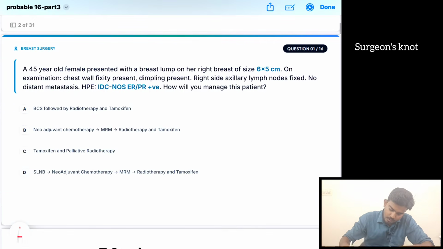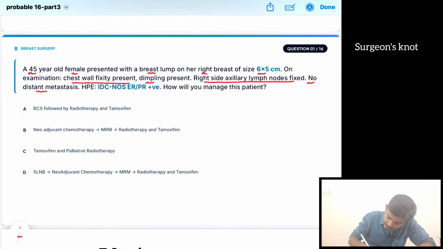Okay. So the first question is: a 45-year-old female presented with a breast lump on her right breast of size 6 cross 5 centimeter. On examination, chest wall fixity is present. Dimpling is present. Right side axillary lymph nodes are fixed. There is no distant metastasis. Histopathology revealed invasive ductal carcinoma not otherwise specified, and ER PR is positive. How will you manage this patient?